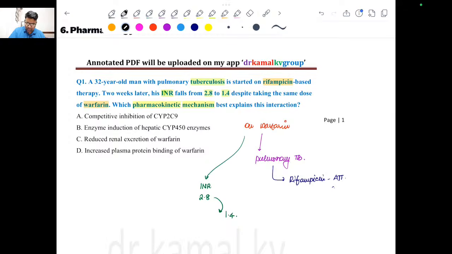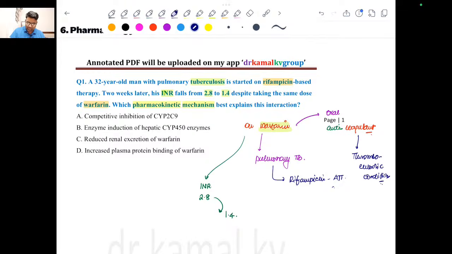Here, just a few words about warfarin. Warfarin is an oral anticoagulant, right? We give it for thromboembolic conditions like pulmonary embolism or atrial fibrillation, right? And yes, Dr. Priya, you are absolutely right.